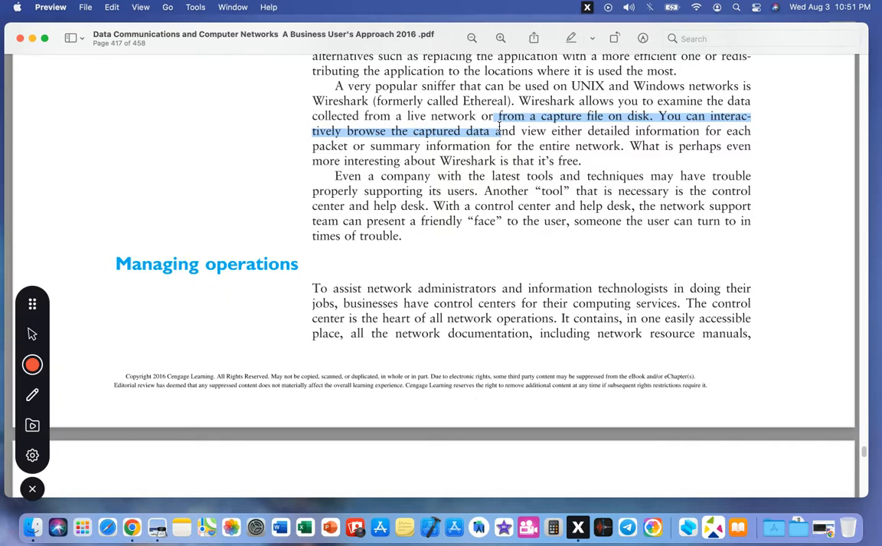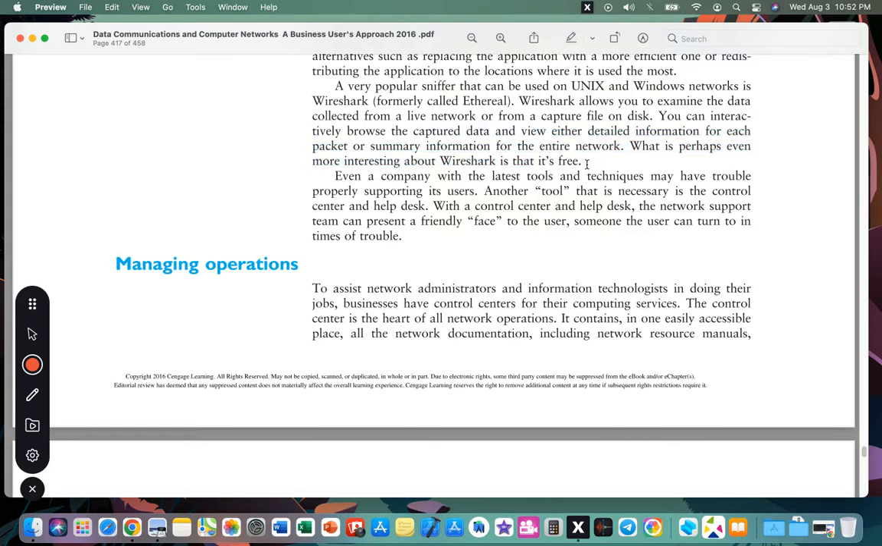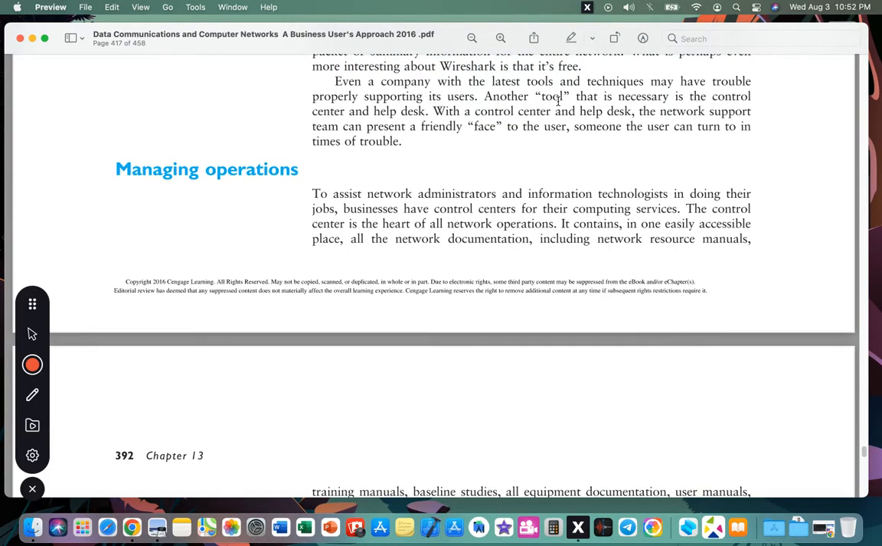You can interactively browse the captured data and view either detailed information for each packet or summary information for the entire network. What is perhaps even more interesting about Wireshark is that it's free. So now we have a computer program, all right?